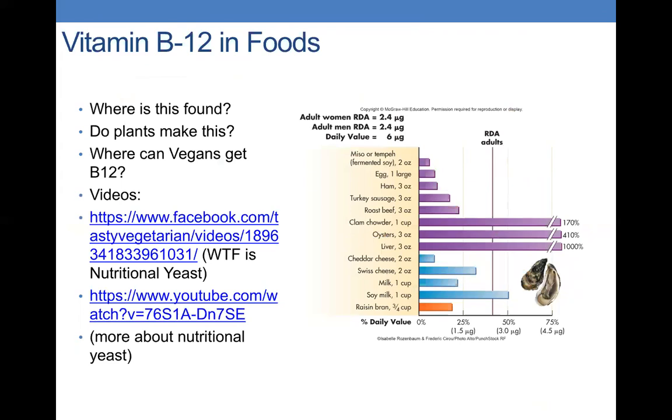If you exclude vegans and vegetarians from the population, the average US population gets 2 times more than the RDA, so we're getting plenty of this. And we can store it in the liver, enough to last about 2 to 3 years. Deficiency won't develop potentially even for up to 20 years. Elderly adults are sometimes deficient, and we're going to get into this a little bit later.